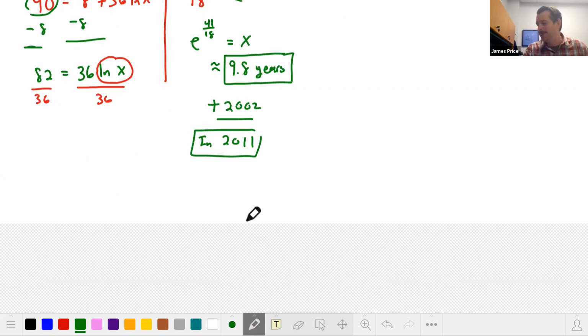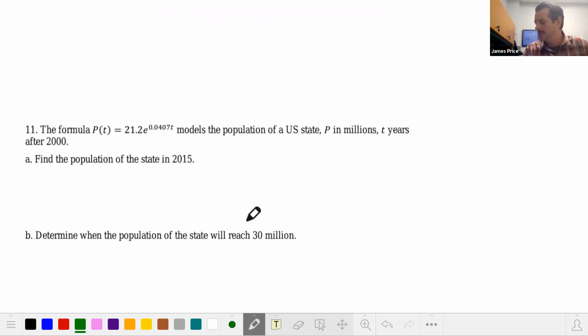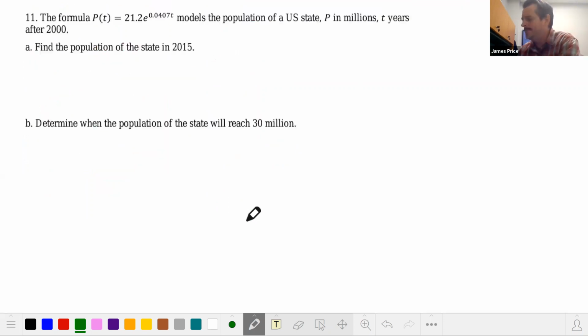So this last problem involves using exponential functions with e. And so this is a great one for just input and output. So here's the formula. So the formula P of T equal to 21.2 times e to the 0.0407 T models the population of a US state P in millions T years after 2000. Find the population in 2015.